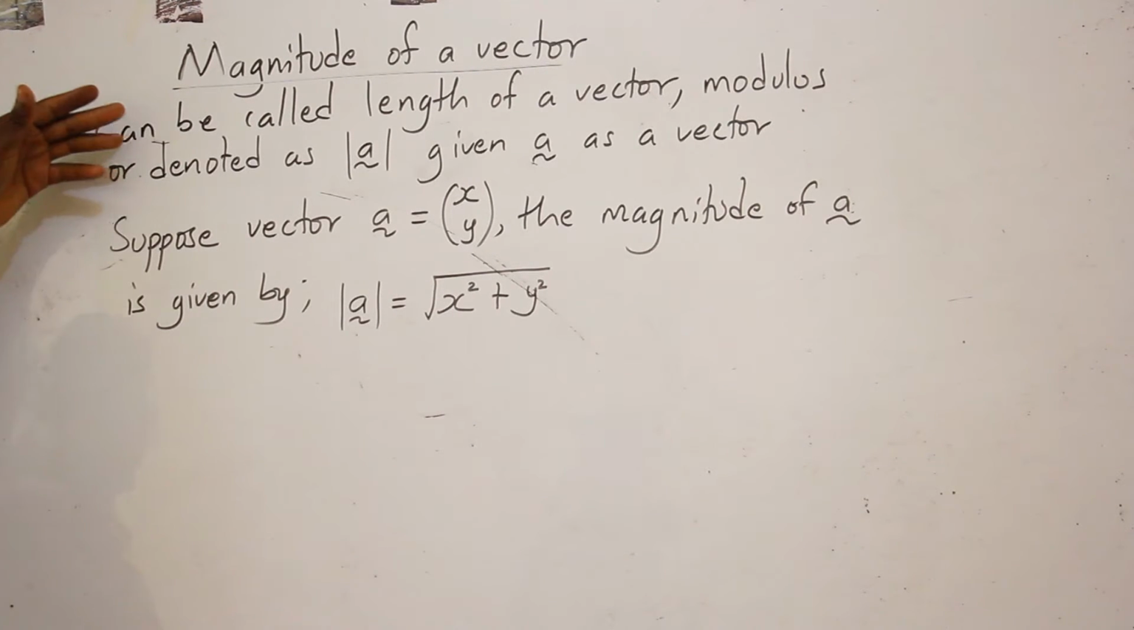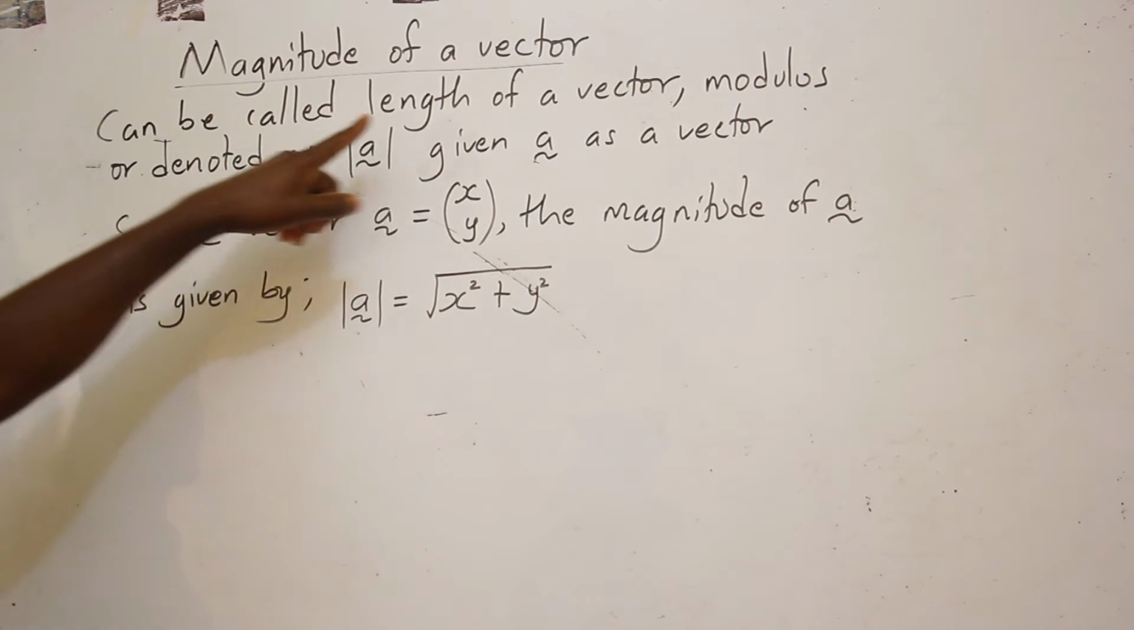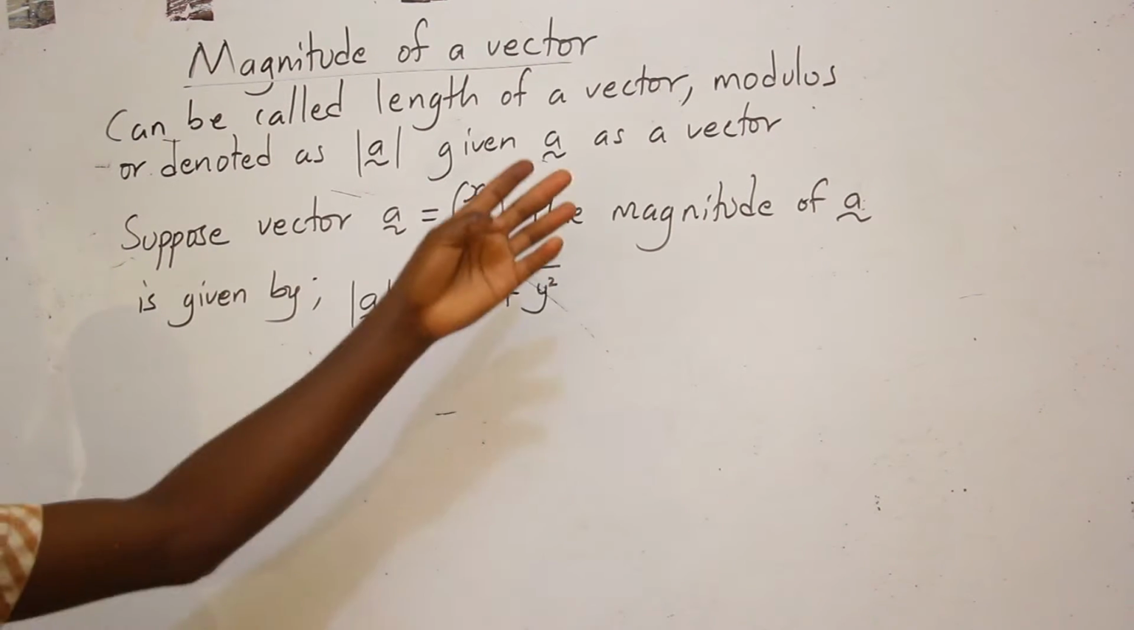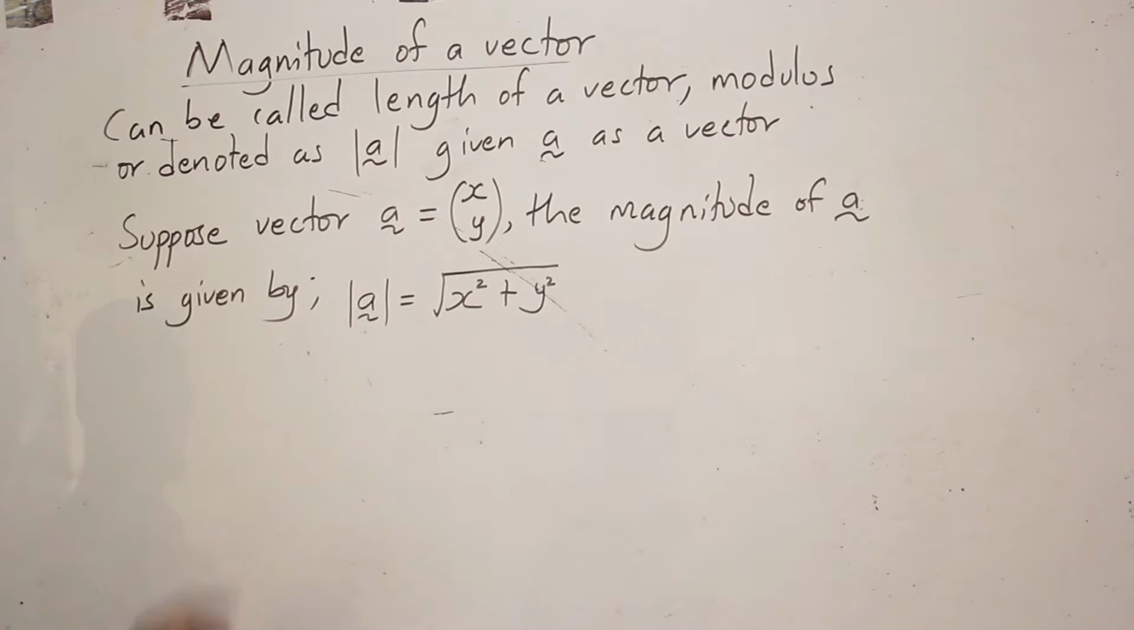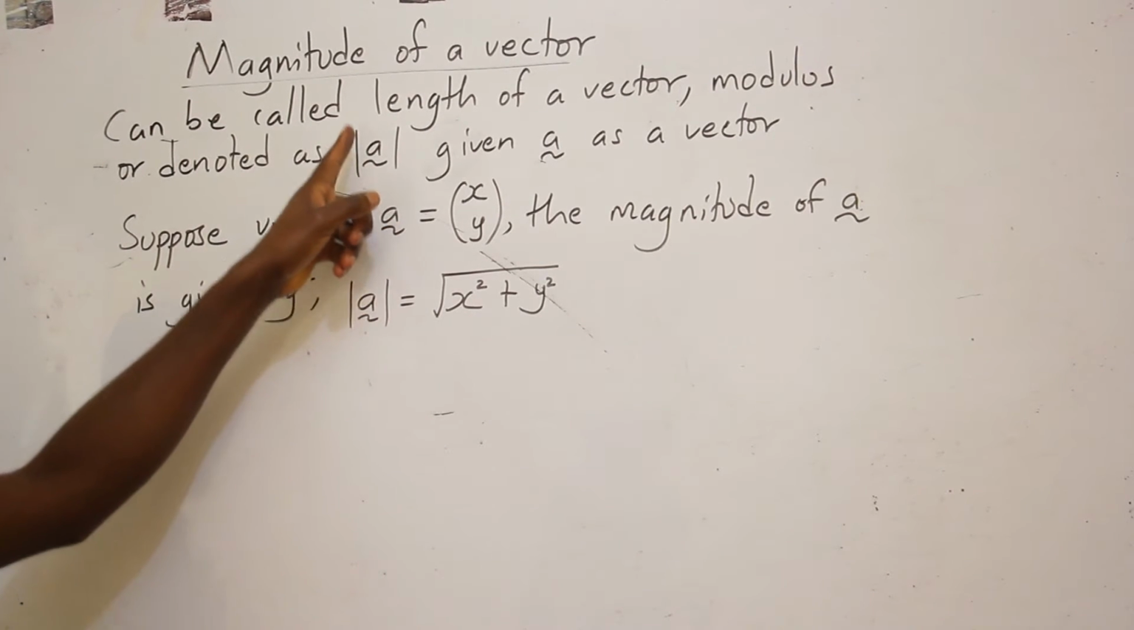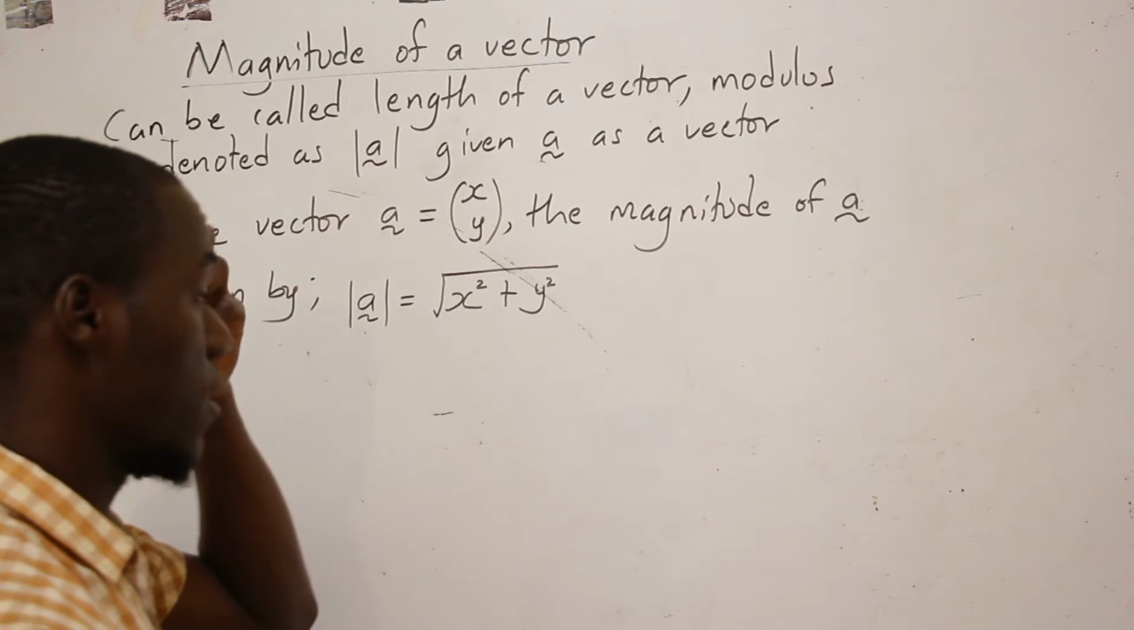To everyone who's watching, in our lesson 3 of vectors, we are going to talk about the magnitude of a vector. The magnitude of a vector can be called the length of a vector, or the modulus of a vector. It can be denoted as that, where the A is the vector.